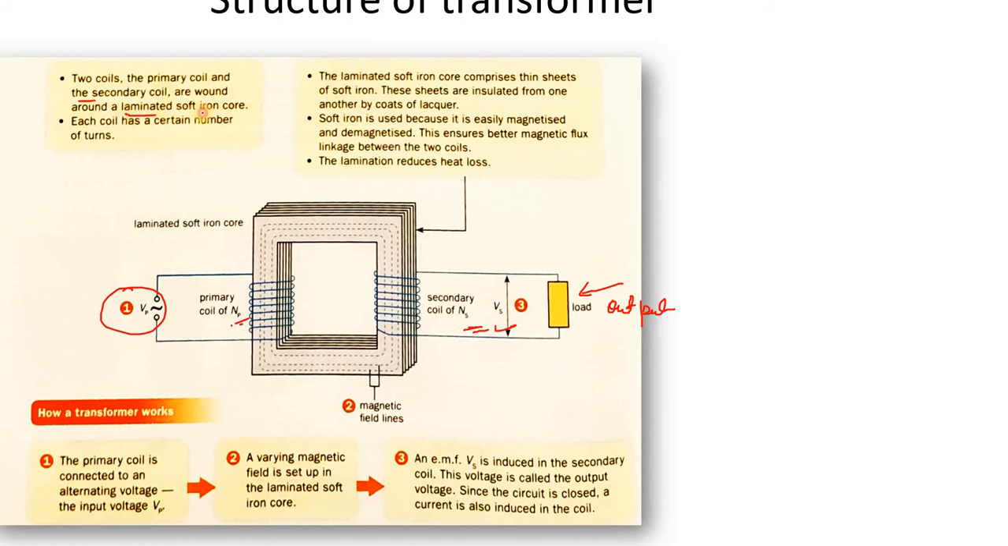The structure of a transformer is basically made of two coils, the primary coil and the secondary coil, which are wrapped around a laminated soft iron core. The number of turns is fixed, depending on your requirement. You can change it also. The more turns, the more voltage is supplied.